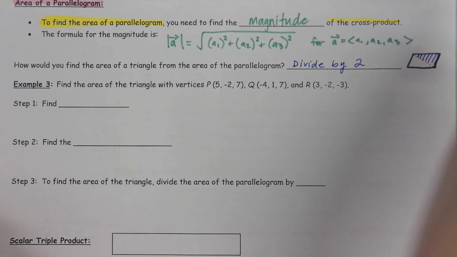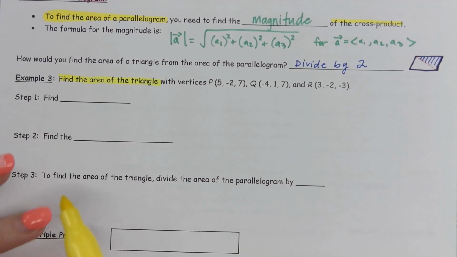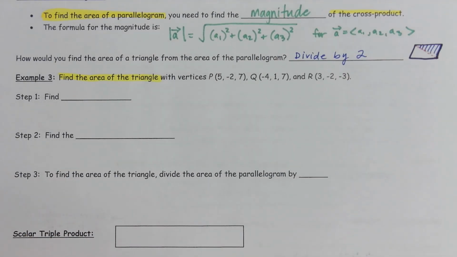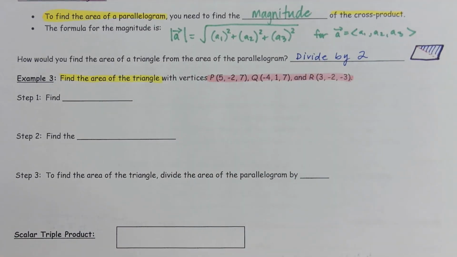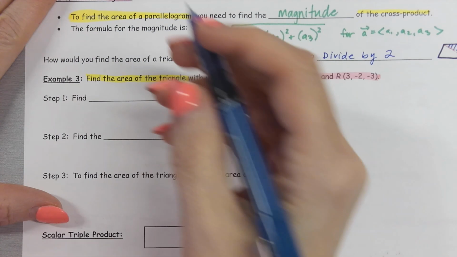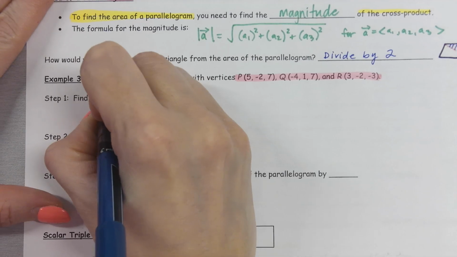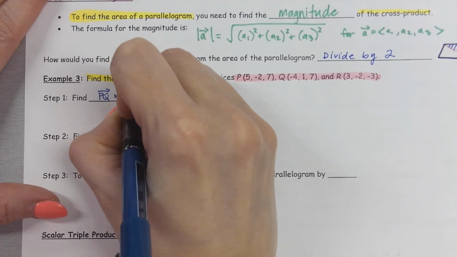Alright, so then in example 3, it says find the area of a triangle, and they give you the vertices P, Q, and R. Notice anything special about this P, Q, and R here? They're the same as the second example. That was on purpose so that you could get through this a little bit quicker and have some more time to practice.